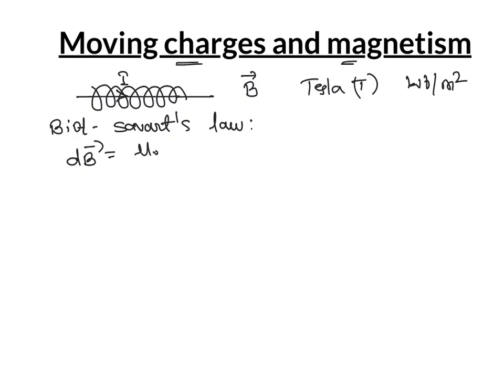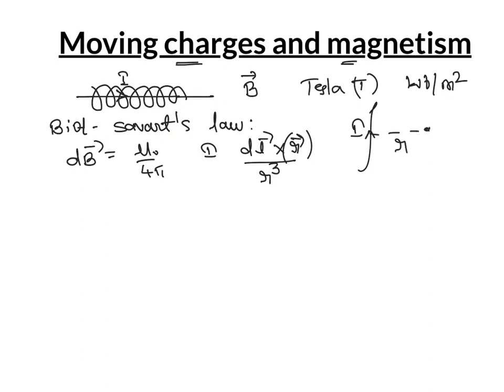It is mu naught divided by 4 pi into I into dl, vector dl cross vector r, divided by r square. Now this will become r cube, as it is a vector quantity. That's the reason why it is r cube here. Please try to remember that. So r is the distance at which we need to calculate the magnetic field due to a straight current carrying conductor. This is I here, and this is the distance r at which we need to calculate the magnetic field.